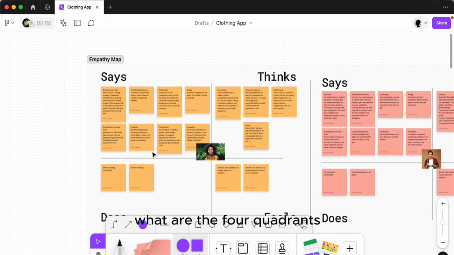What are the 4 quadrants of that person you want to analyze? Number 1 is the sales aspect.